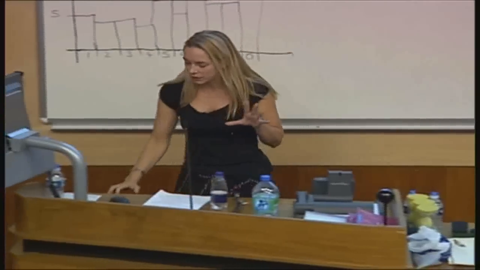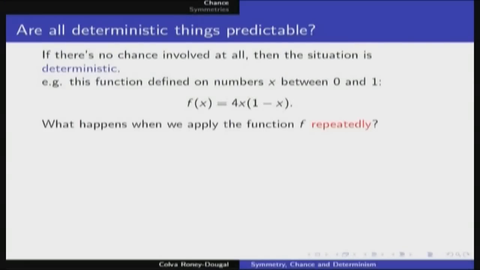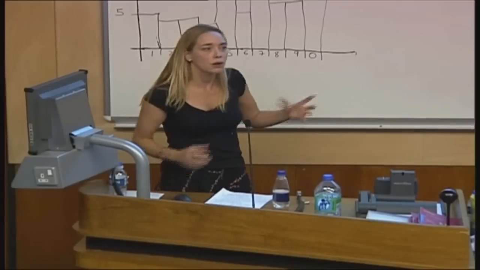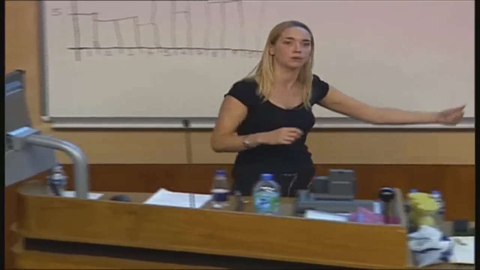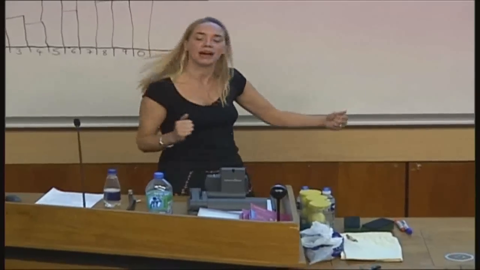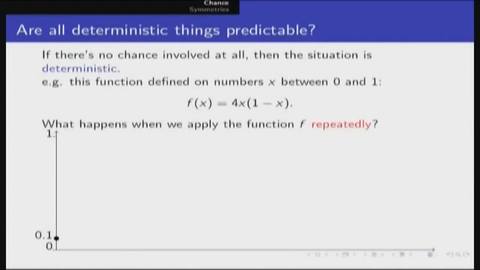What we're going to do, though, is consider what happens when we apply this function repeatedly. So I'm going to put a number into f, get some output, put that output back into f, get some more output, keep cycling around and seeing what happens. So here's an example. I've started out with 0.1. So the first thing we're going to do is work out f of 0.1. So that's 4 times 0.1 times 0.9, and that's going to come out to be 0.36.